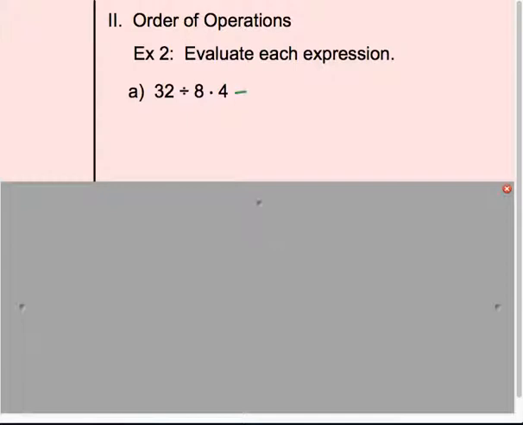So thinking about the 4 steps in order of operations, I don't have any grouping symbols. I don't have any exponents. So I will divide and multiply left to right. So as I'm reading this equation left to right, I see the division symbol first, so I will divide first. 32 divided by 8 is 4, and 4 times 4 is 16.